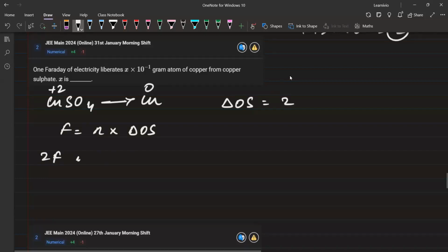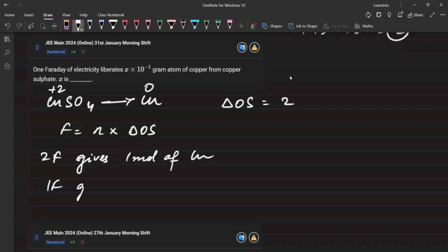2 Faraday gives 1 mole of copper. Now 1 Faraday gives 0.5 mole of copper. So they are saying 10 to the power minus 1. That means 5 into 10 to the power minus 1 will be the answer. So x will be equal to how much? X will be equal to 5.